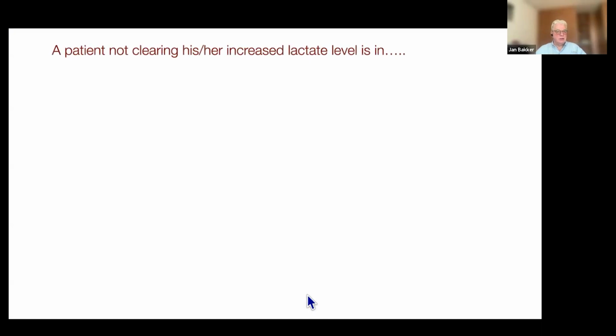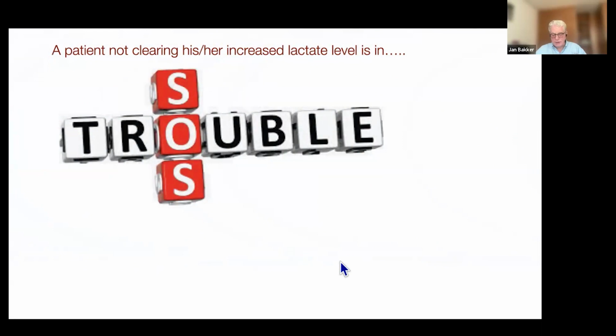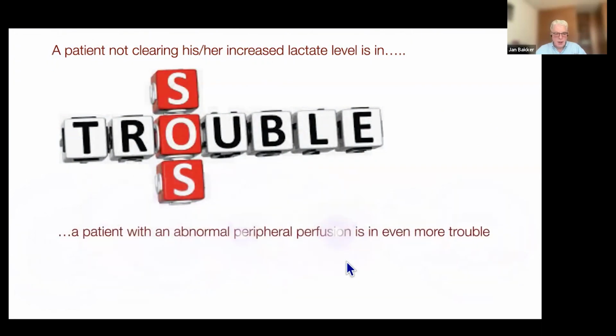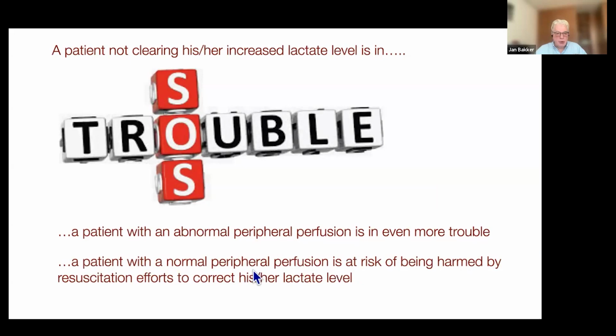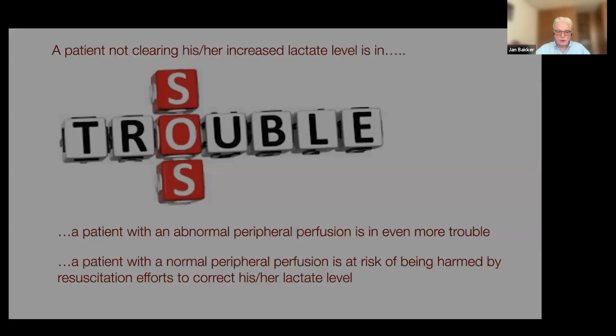So a patient that is not clearing his or her lactate, the patient is in trouble, no discussion. But a patient with an abnormal peripheral perfusion is in even more trouble. And a patient with a normal peripheral perfusion is at risk of being harmed by the resuscitation efforts if you want to correct lactate, even when peripheral perfusion is normal.